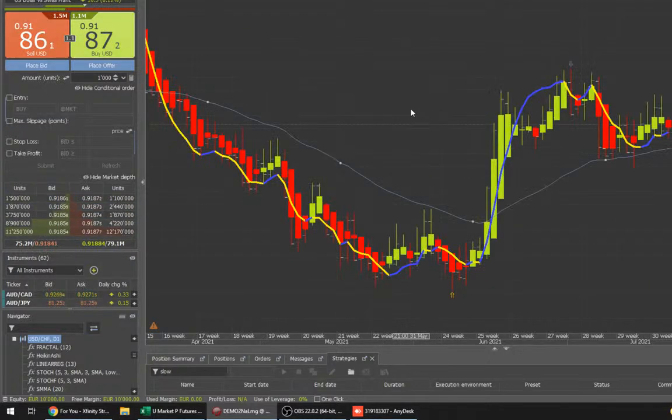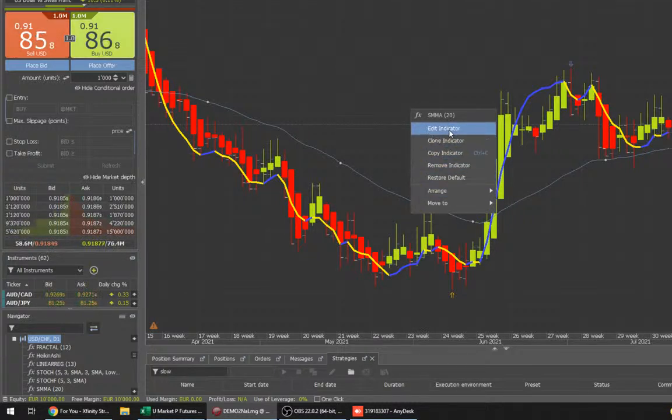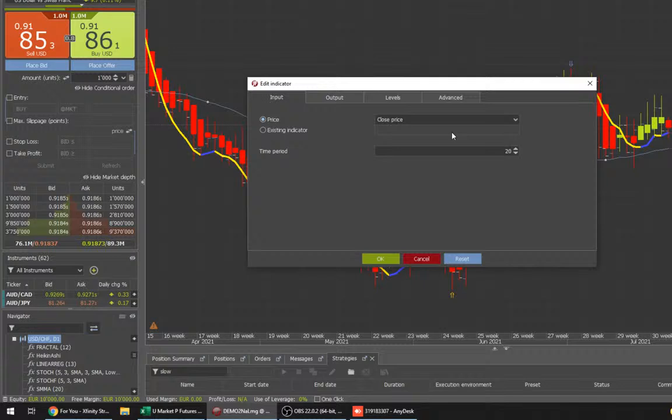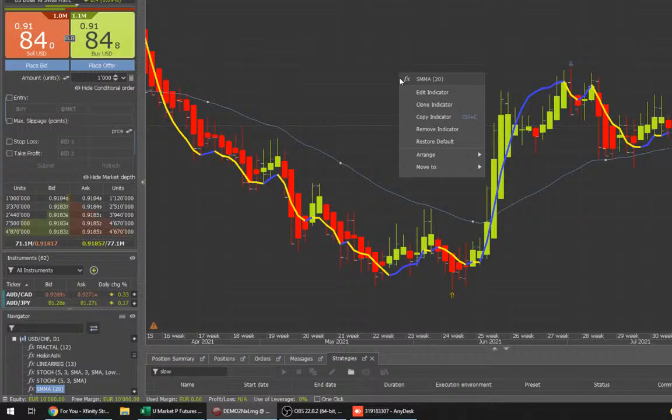And let's reinsert. Let's see. Edit indicator. Let's see what it does when we go to edit indicator. Yeah, it's not in there, is it? No, it's not. All right. Cancel. There we are. And let's put our indicator in there.